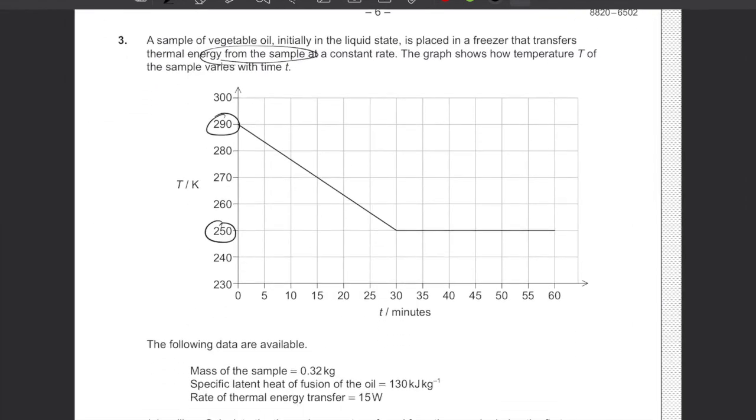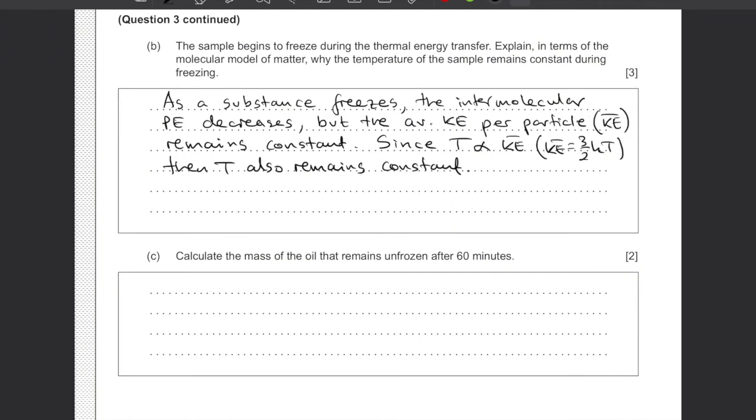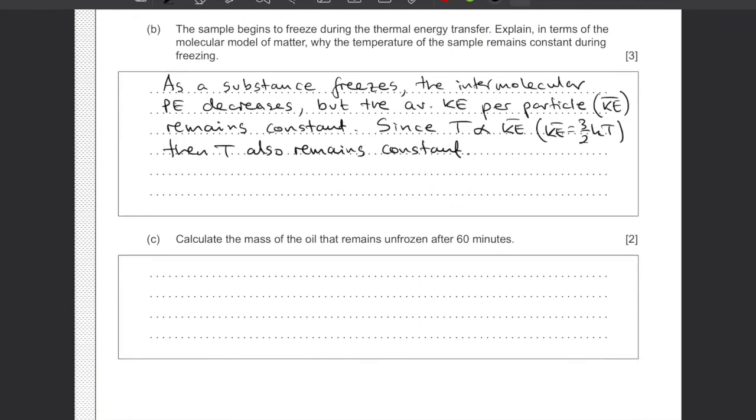Okay, so now we're calculating how much mass actually freezes. So it starts freezing at this point after 30 minutes. So after 60 minutes, how much is still unfrozen? Well, we can calculate how much energy has been removed during the freezing process. It's been freezing for 30 minutes. So that's again 27,000 joules that's been taken out of it.